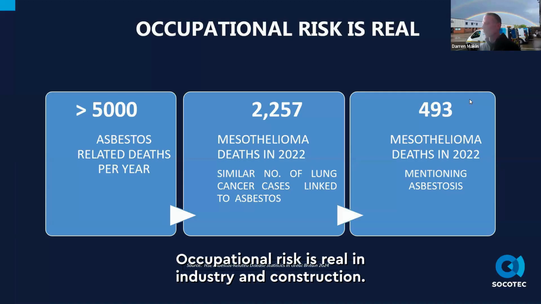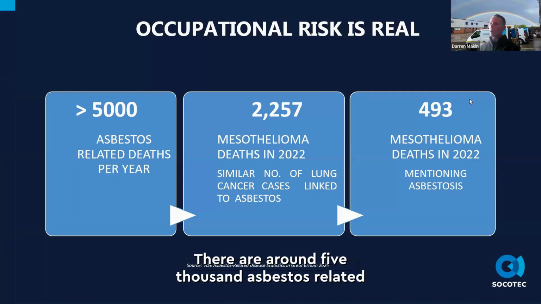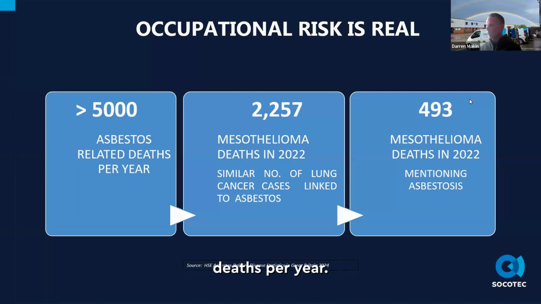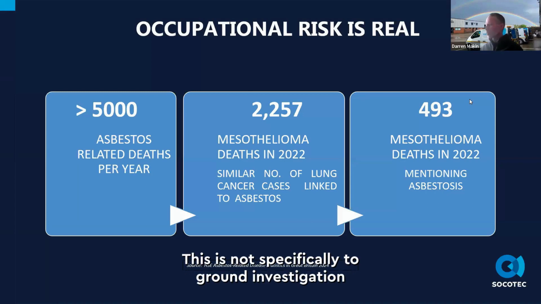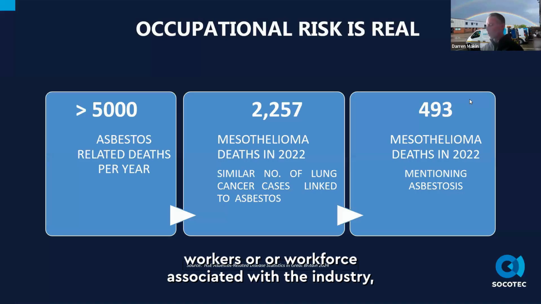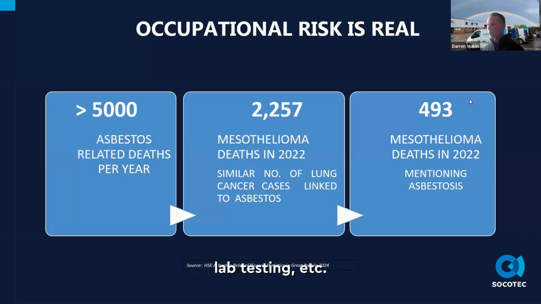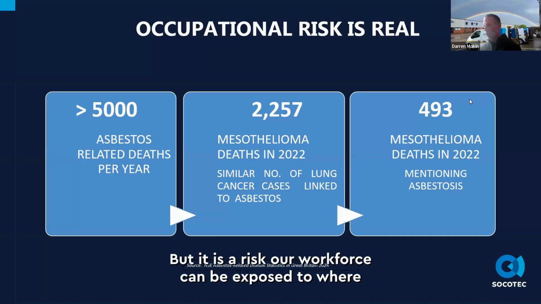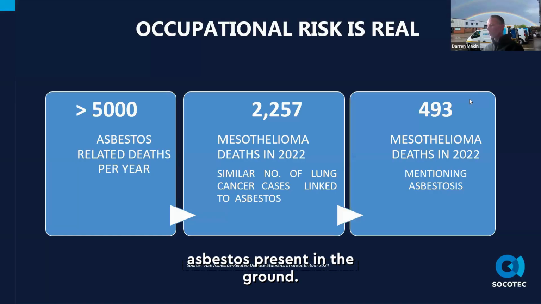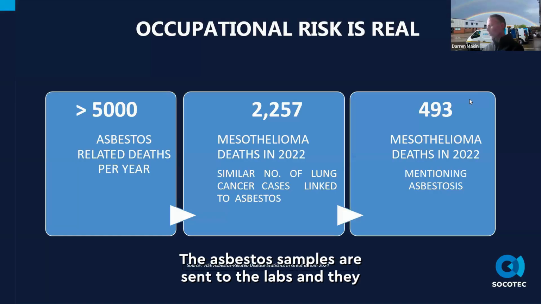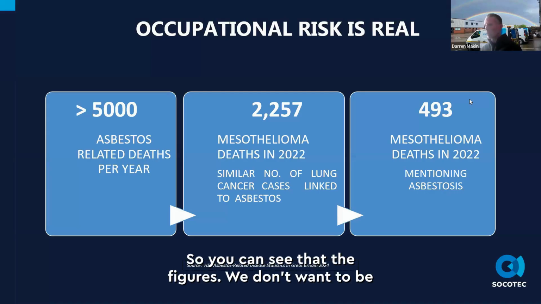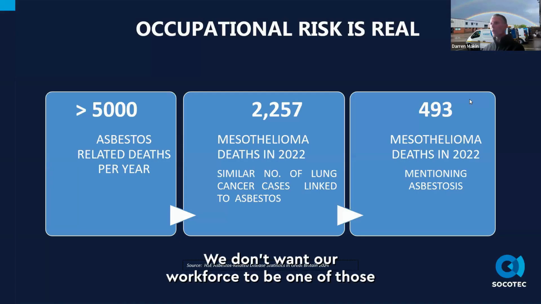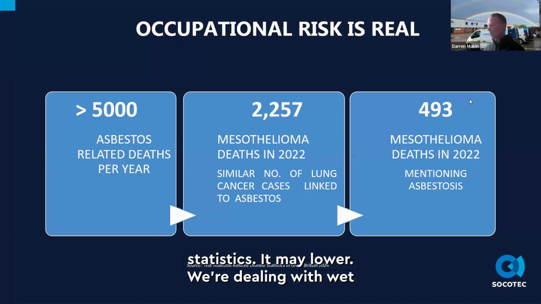So occupational risk is real in industry and construction. 5,000 asbestos-related deaths per year. This is not specifically ground investigation workers or the workforce associated with the industry, lab testing, etc. But it is a risk that our workforce can be exposed to, where there's asbestos present in the ground, the asbestos is in our samples, and it's sent to the labs, and they inhale the fibres. So you can see that the figures are there for us to see. We don't want to be a statistic. We don't want any of our workforce to be one of those statistics, albeit maybe lower.